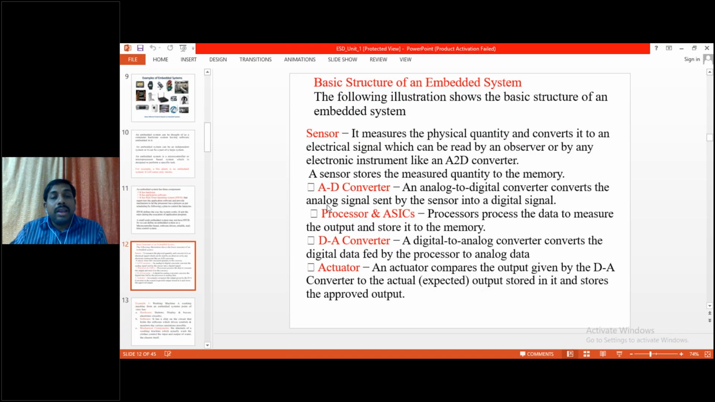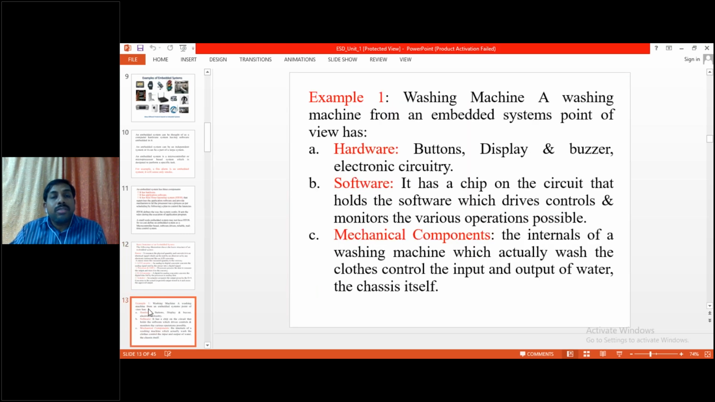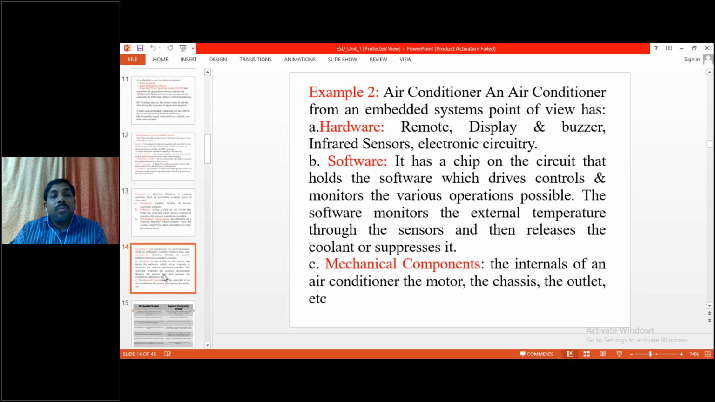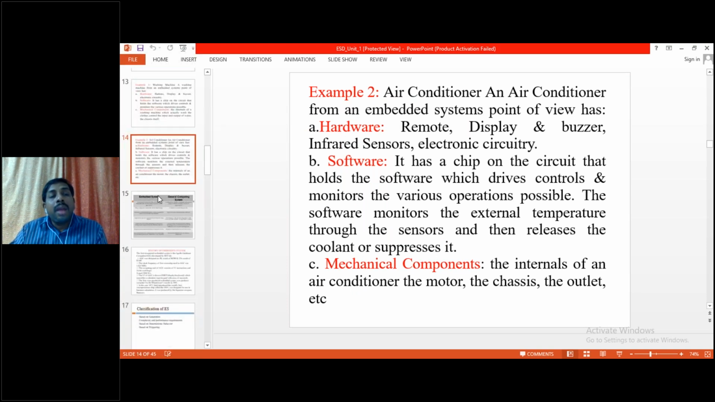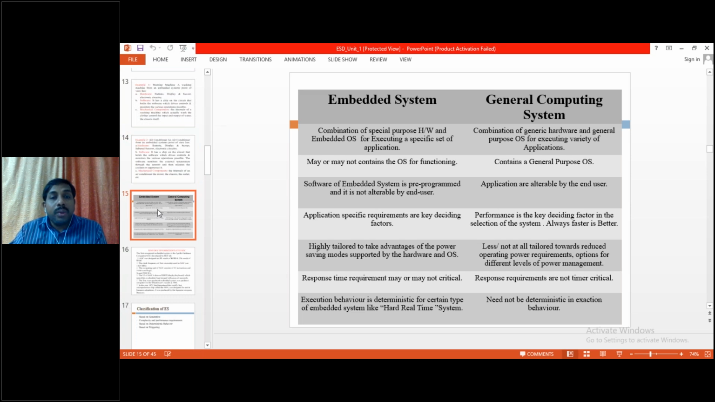So it has a sensor, an A to D converter, a processor, a D to A converter, and an actuator. These are the internals of an embedded system. Externally there is a sensor and an actuator, with the sensor connected to the input port and the actuator connected to the output port. The internal part is the core, the processor, connected to the memory. Washing machines and refrigerators are examples of embedded systems. An embedded system is a unique system, application specific, tailored for power saving modes, response time may or may not be time critical, and execution behavior is deterministic.